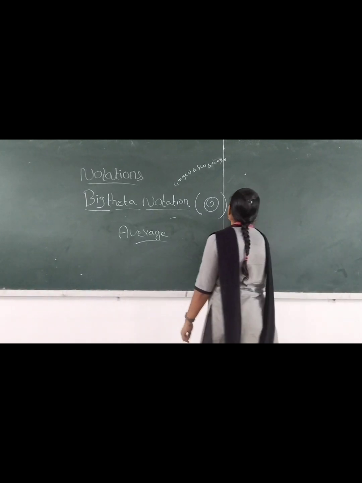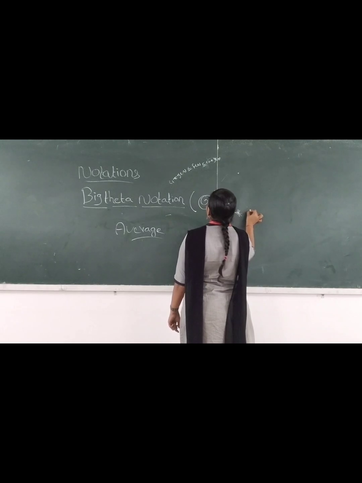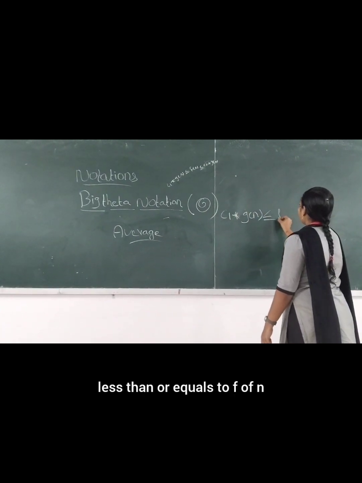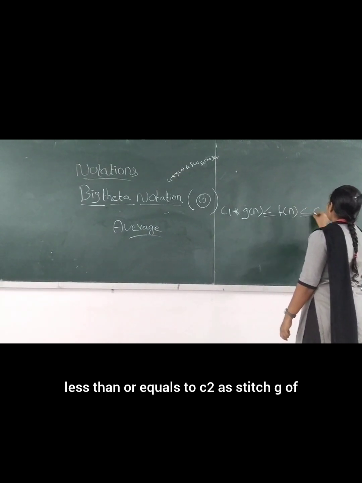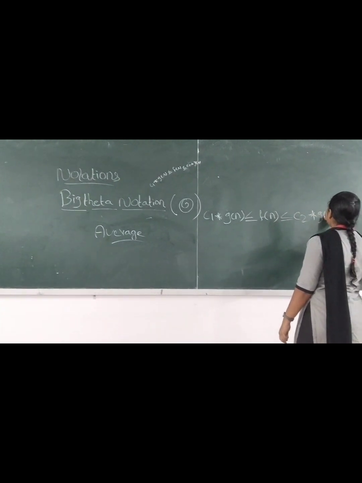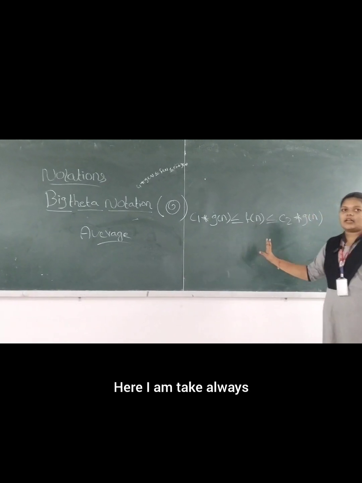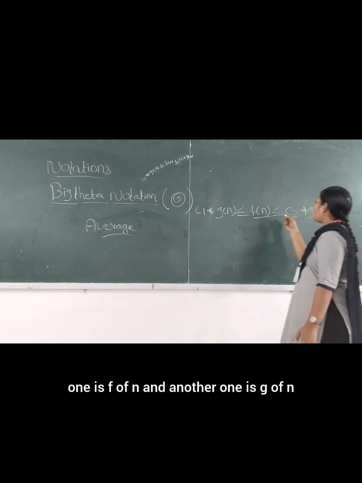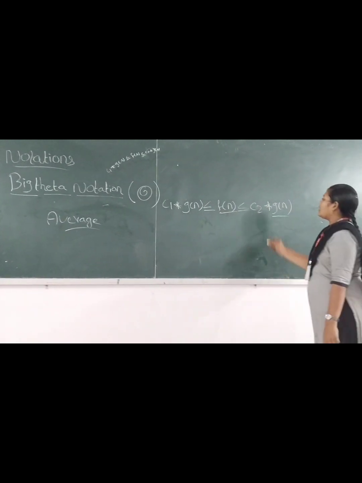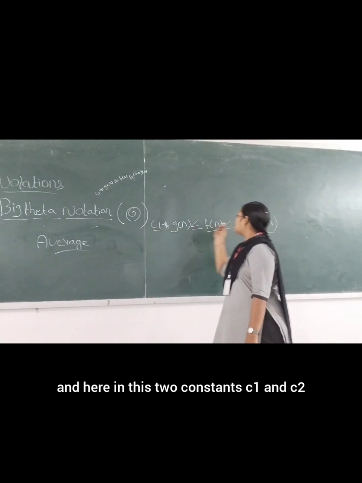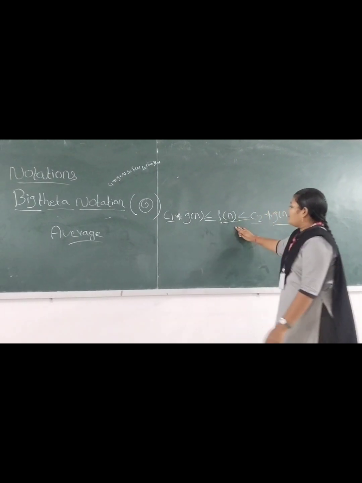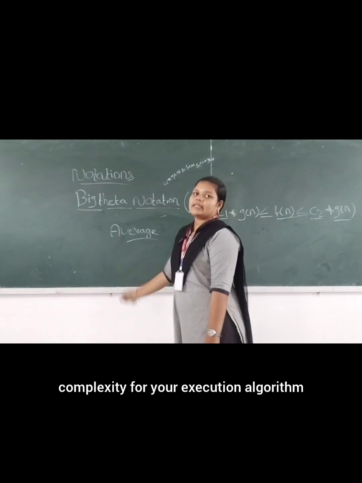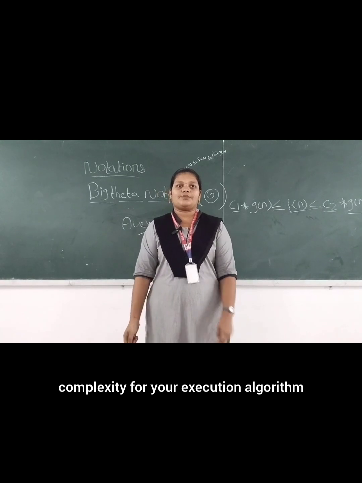It is in the form of c1 asterisk g of n less than or equals to f of n less than or equals to c2 asterisk g of n. Here I always take two non-negative functions, one is f of n and another is g of n. And here there are two constants, c1 and c2. We can use this formula to find the average time of the time complexity for the execution of the algorithm.